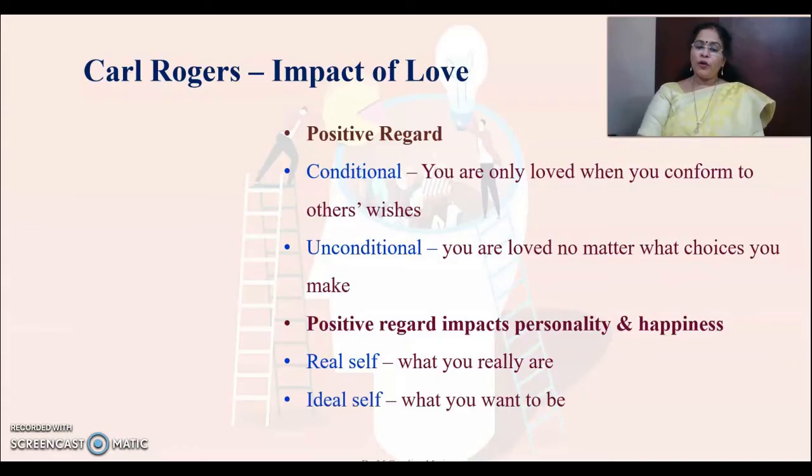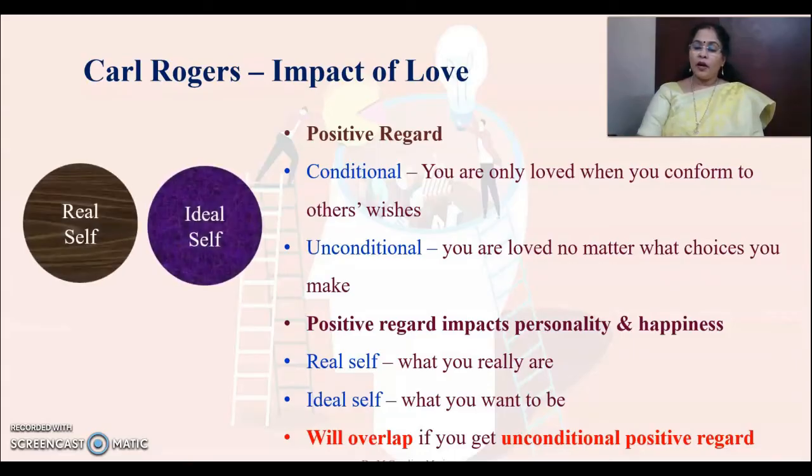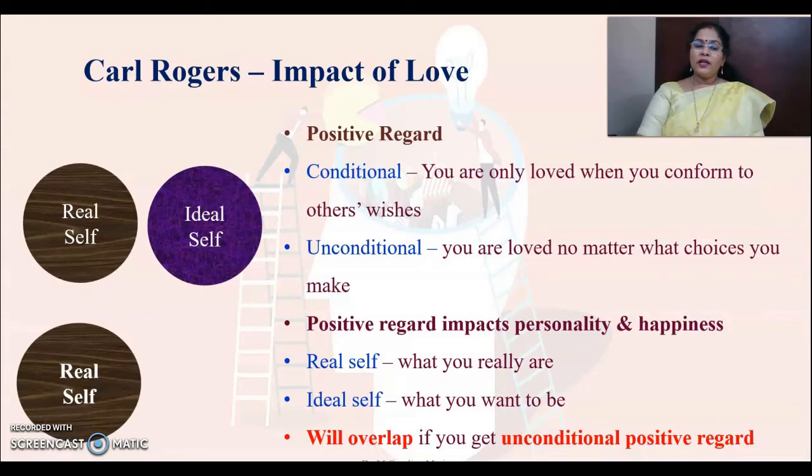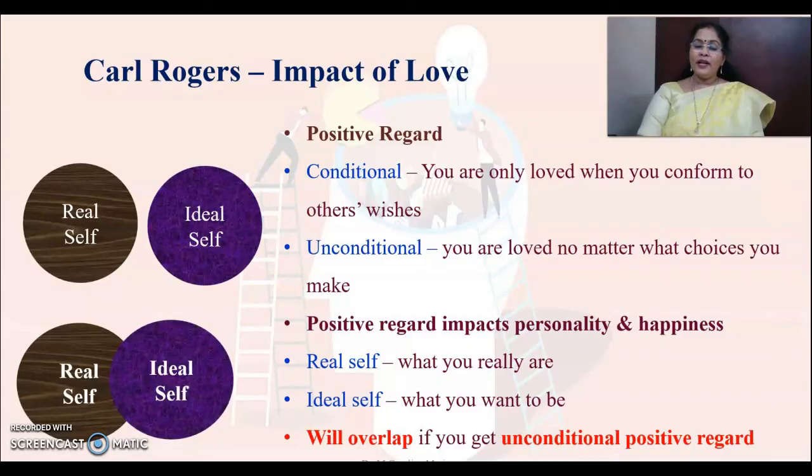And the real self is what you are, and the ideal self is what you want to be. And there will be a sort of overlap when you have this unconditional positive regard. See, when you know about your real self and when you know about your ideal self, this ideal self and real self will overlap if you get unconditional positive regard. So whatever you do, if you are loved and recognized by your parent, there will be an overlap between the real self and the ideal self, and the gap between them will become narrow. That will make you become a very good self-actualized person.